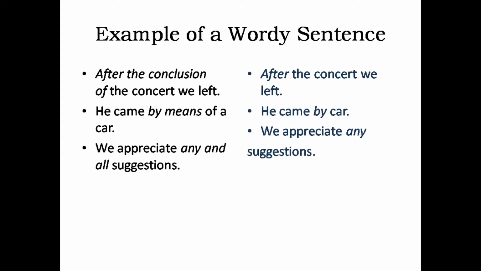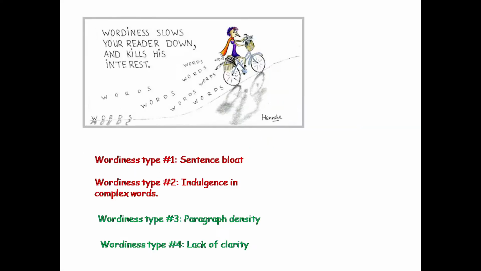On the left side, you can see in black are sentences which are common examples of wordy sentences. And on the right side in blue, these sentences are conveying the same meaning. However, they are more precise and concise. Precise means they are more relevant and concise means they're shorter. This is a wonderful image that I found and it really conveys the meaning. Lots of words slow the reader down and kill his interest.